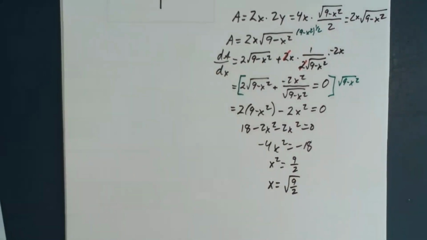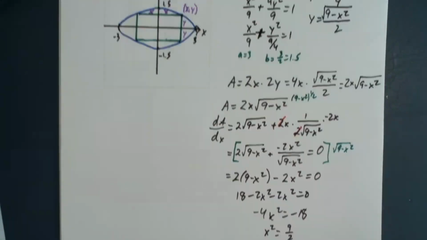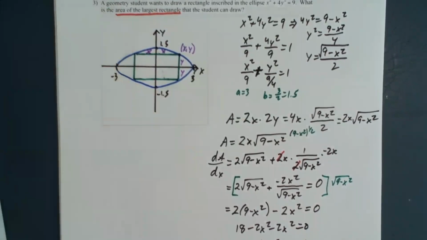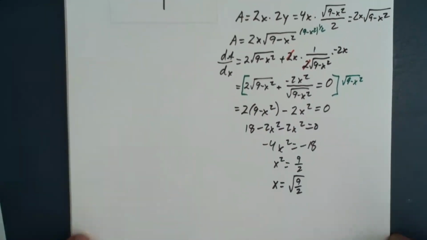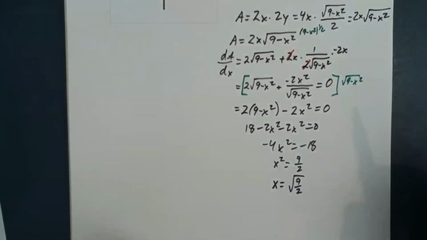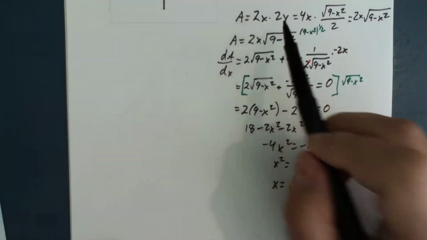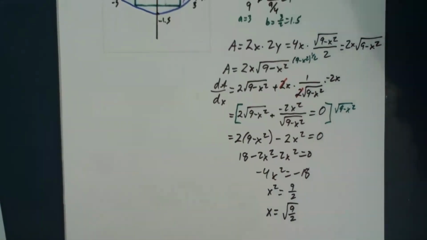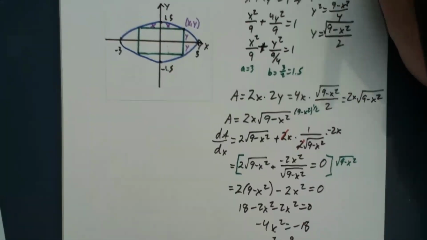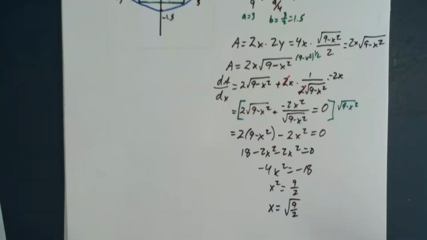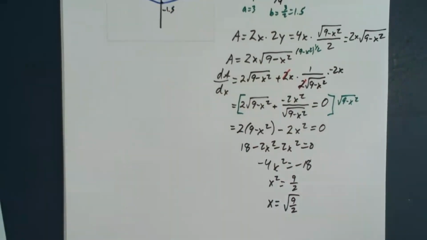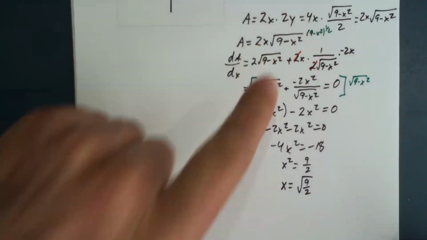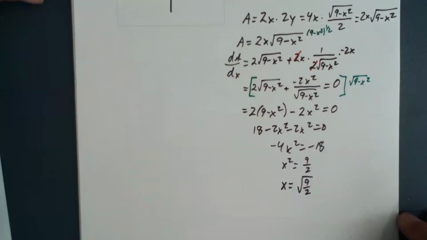Now, this time they're not looking for the dimensions. They are looking for, let's go back, they want to know what the actual area of the largest rectangle is going to be. So if x is the square root of 9/2, and remember my area function is here, I now need to get y, which if you recall, y is here. You know what, let's keep this a little bit more simple. Let's just plug in x there. That way we can get the largest area.